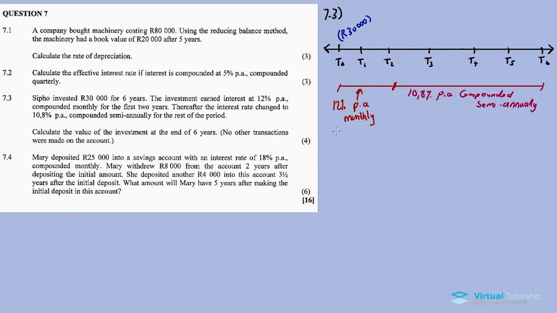So we use this formula, A equals P times (1 plus i) raised to exponent n, because it's compounded. P is the initial amount deposited, the present value or principal amount, which is 30,000. For the first 2 years, it's 1 plus 0.12 divided by 12, since it's monthly, raised to exponent 12 times 2 years.